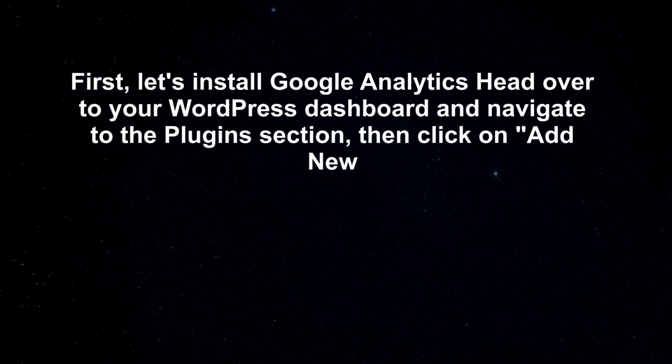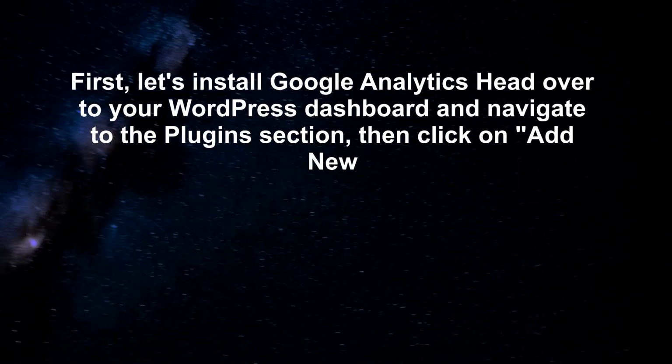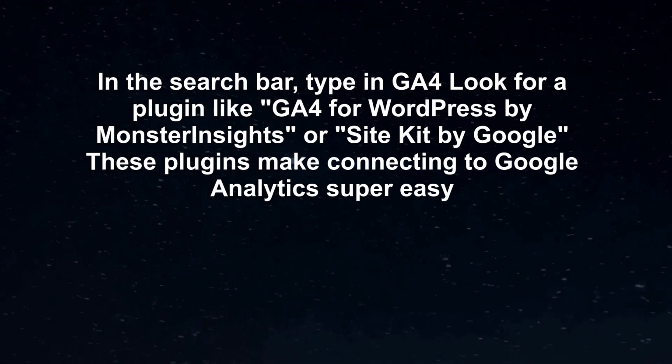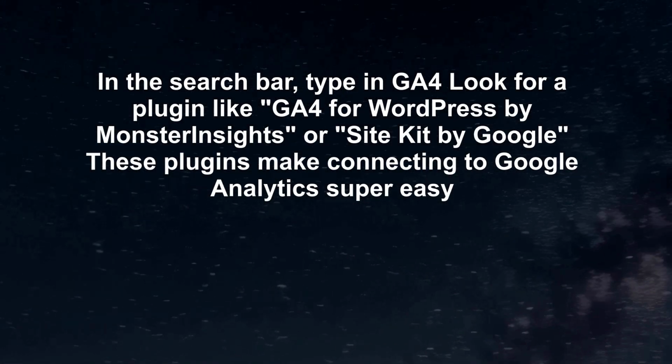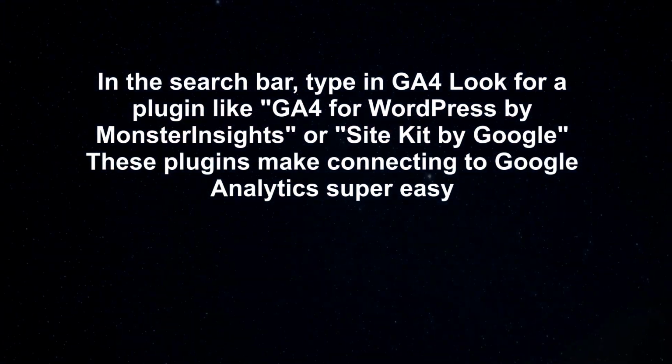Head over to your WordPress dashboard and navigate to the Plugin section. Then click on Add New. In the search bar, type in GA4. Look for a plugin like GA4 for WordPress by Monster Insights or SiteKit by Google. These plugins make connecting to Google Analytics super easy. Click Install Now and then activate the plugin.